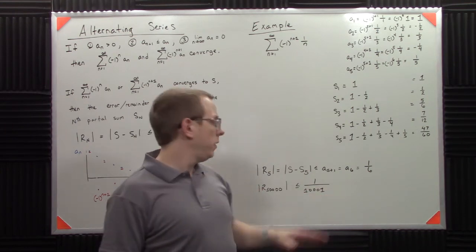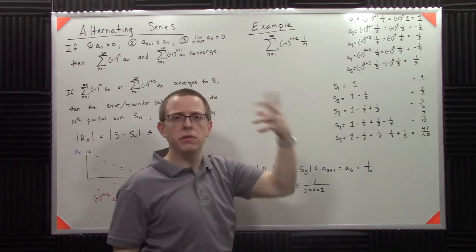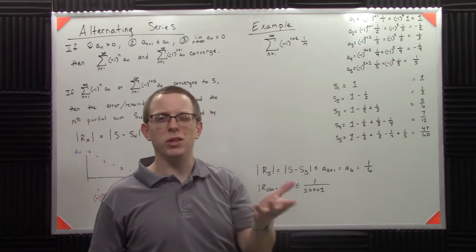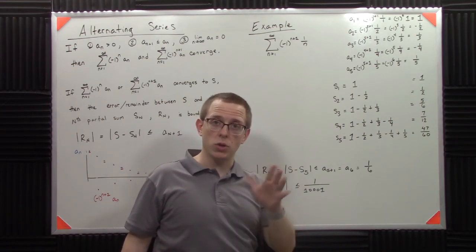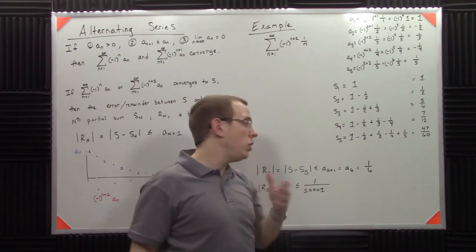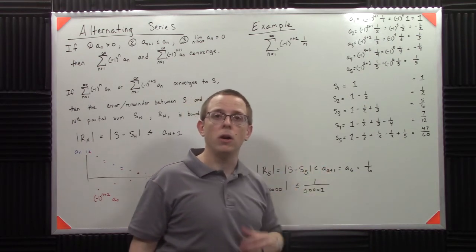Now, again, this is only true because that's the actual sequence. If it was like 1/n squared, which we already know is convergent anyway, but if it was some other sequence that was alternating like that, then you'd have to use the actual sequence to bound it there.